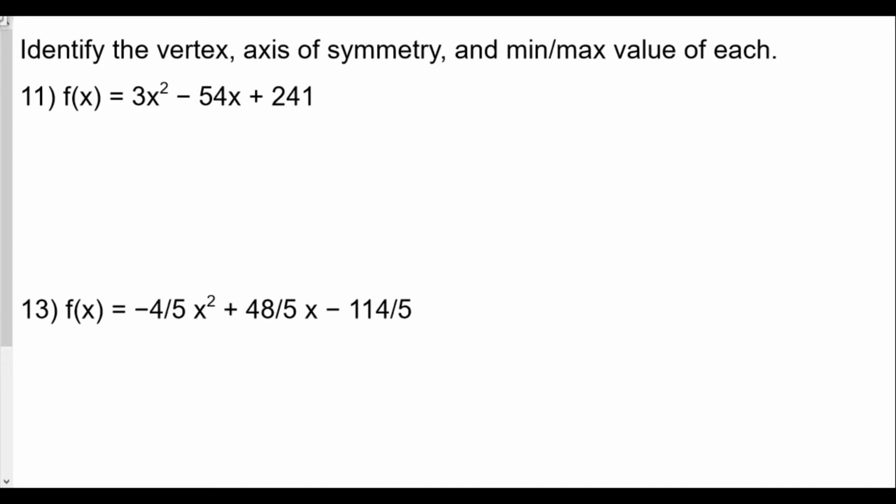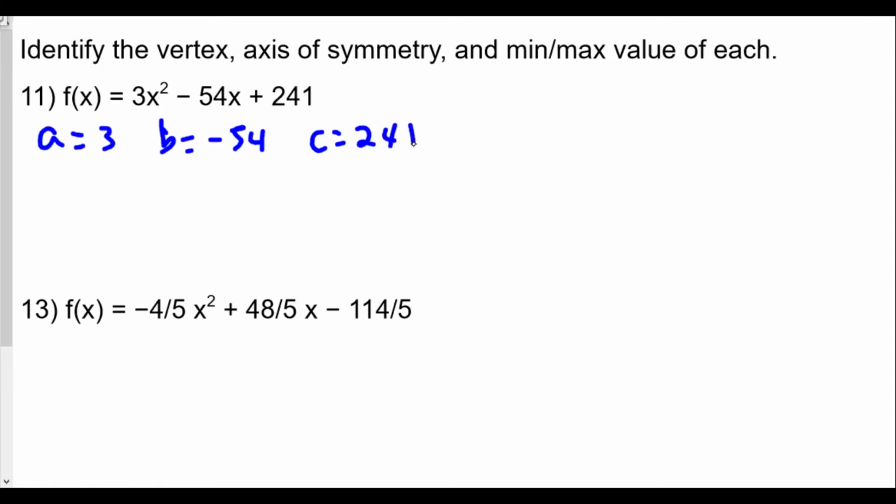All right, ladies and gentlemen. Anyway, we want to identify the vertex, axis of symmetry, and the min-max value for each one. Well, it all begins with the axis of symmetry. So here we go. And we always start off by finding the a, b, and c values. So a here is 3, b here is negative 54, and c equals 241.